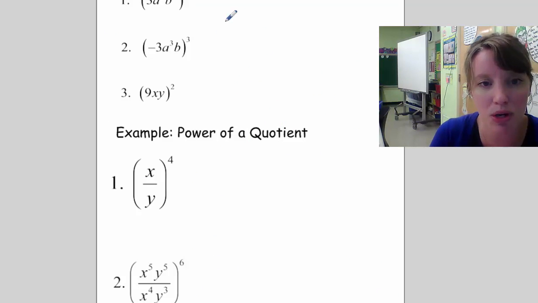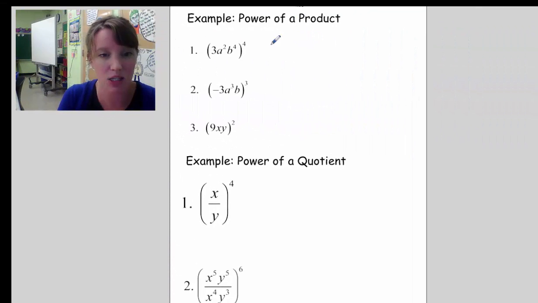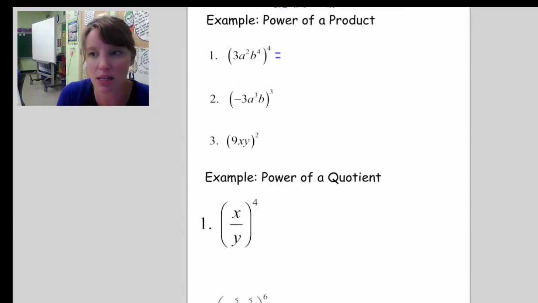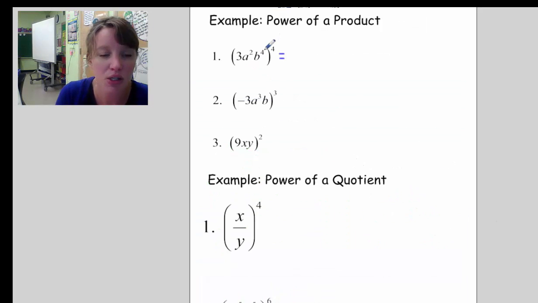Okay, so here's a few more examples of the power of a product rule. In this case right here, I take the monomial and the whole thing is raised to the power. So remember what that says: every factor, you just raise it to that exponent. So every factor here, 3, I'm going to raise it to 4. This is a squared, I'm going to raise it to 4. This is b to the 4th, I'm going to raise it to 4.